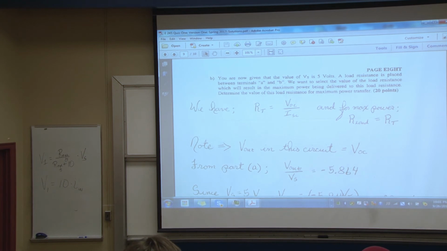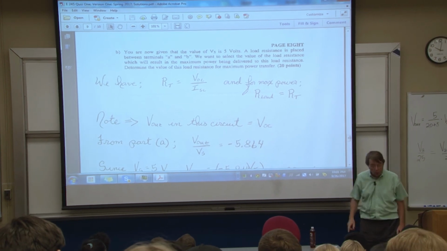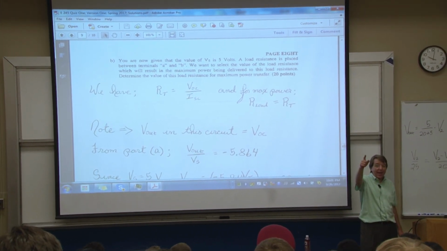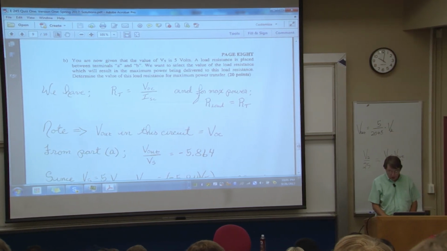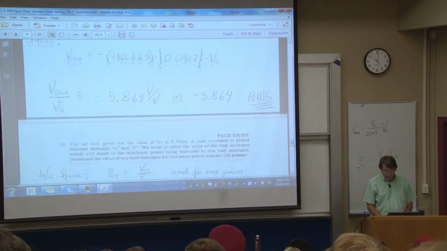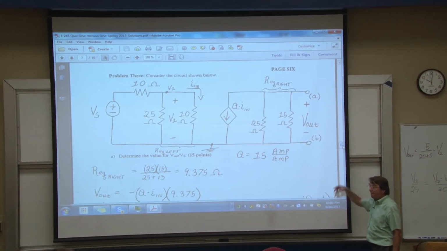Take deep breaths. Now, V out in this circuit is V open circuit. Wait a minute, to my colleague in the back, what's the question? I love that question. So, we're placing something between terminals A and B.